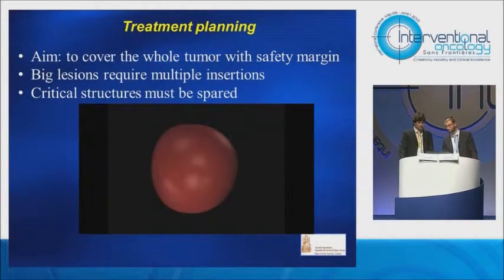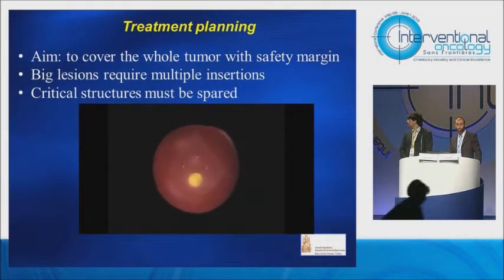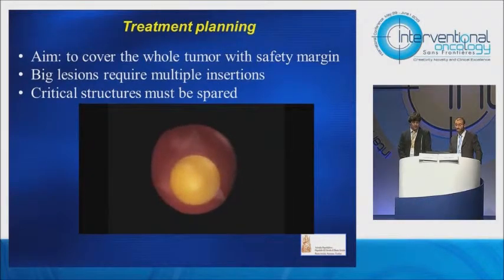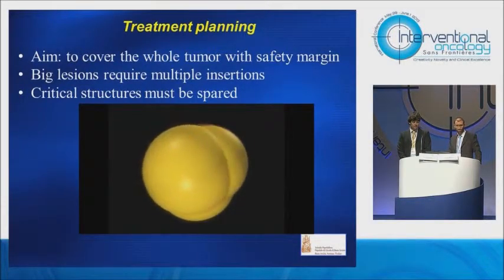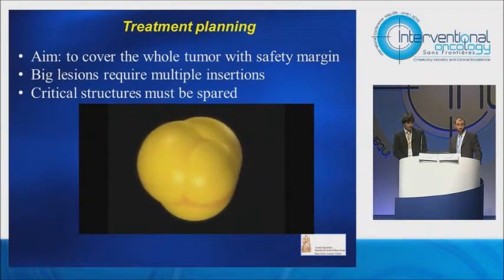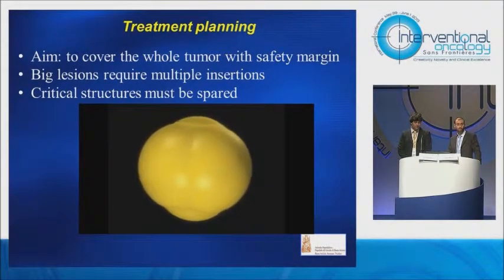Okay, as Dr. Solbiati said, the aim is to cover the whole tumor with the safety margin. And if you have a large lesion, you have to perform multiple ablations and be sure to cover the entire volume. This is generally performed for large lesions, and it's important to have careful preoperative planning. Moreover, it is crucial to try to avoid critical structures that can be close to the lesion that we want to treat.